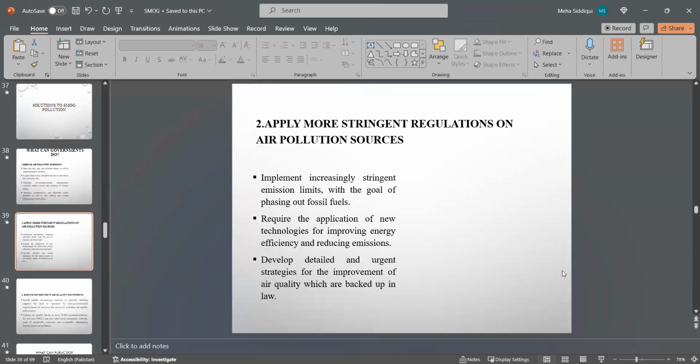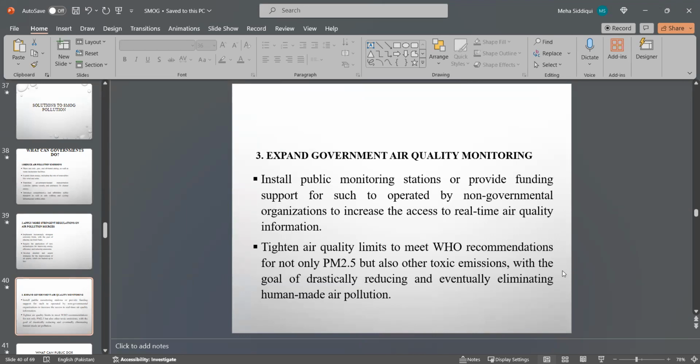Second is to apply more stringent regulations on air pollution sources: implement increasingly stringent emission limits with the goal of phasing out fossil fuels, require the application of new technologies for improving energy efficiency and reducing emissions, and develop detailed and urgent strategies for the improvement of air quality which are backed up in law.